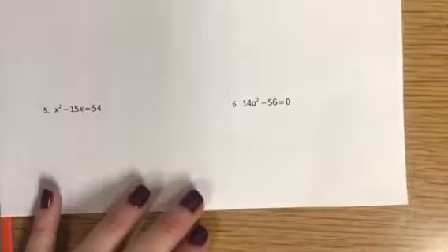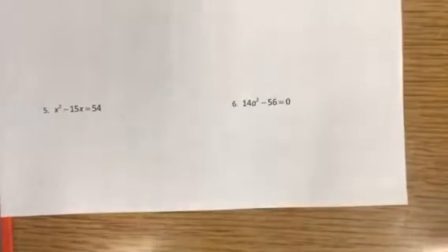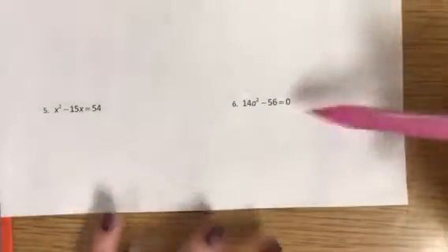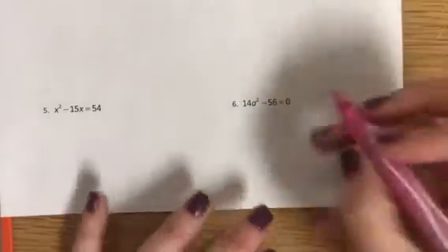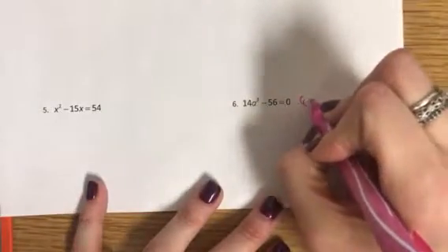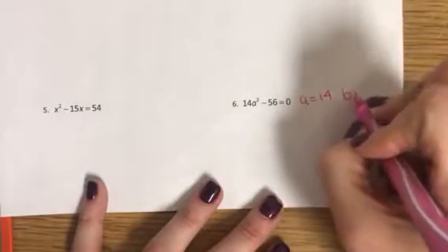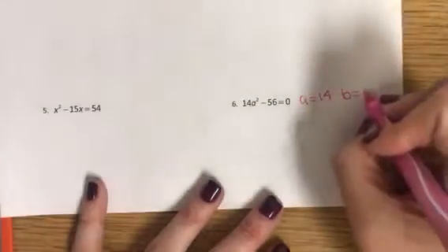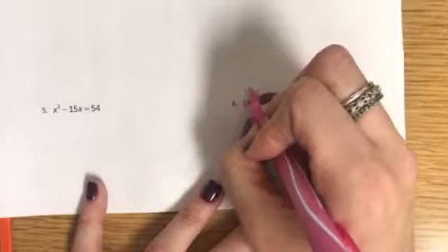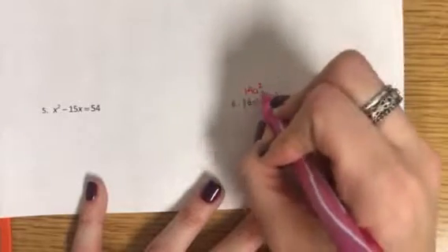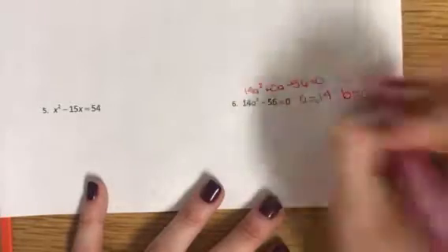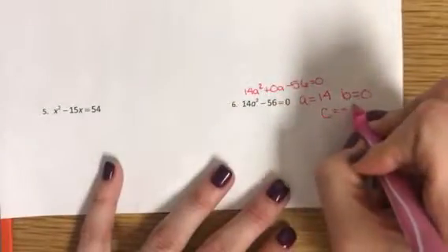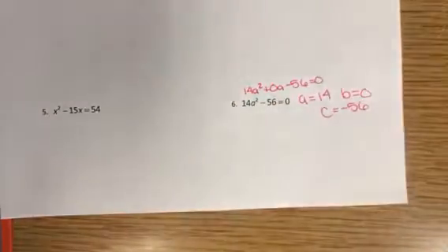Okay, then let's take a look at number 6. Number 6 is in the correct form to use the quadratic formula because it equals 0, but we have to make sure we identify the correct A, B, and C. So A in this case equals 14. B in this situation equals 0 because there's no a to the first power, right? We have 14a squared plus 0a minus 56 equals 0. Okay, c is going to equal negative 56.